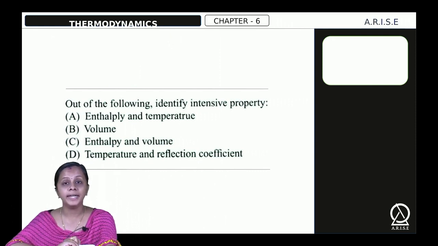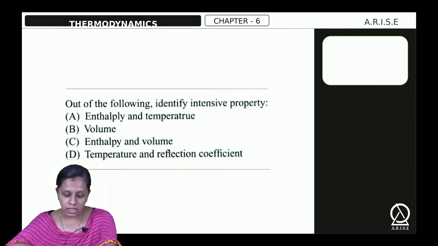Out of the following, identify the intensive properties. We know that thermodynamic properties are classified into two types, intensive and extensive properties. Intensive properties are those which do not depend on the amount of substance, and extensive properties are those which depend on the amount of substance. So in the question, identify the intensive property. Intensive property means those that do not depend on the amount of substance.